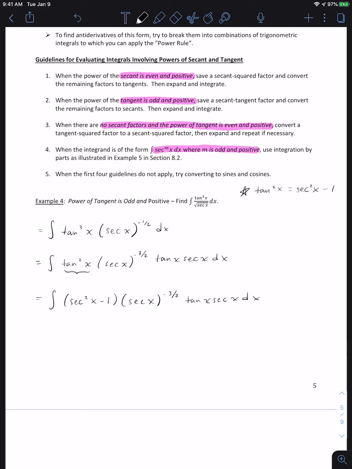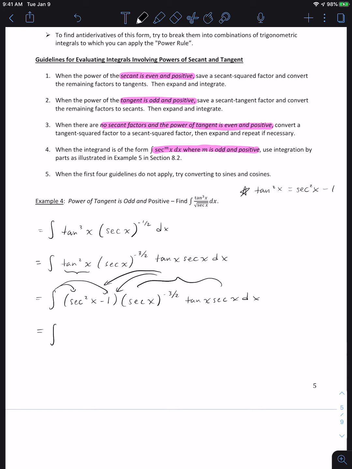So now I'm going to distribute my integral sign to the secant, and to the secant squared and to the 1, and I'm going to distribute all of this to both terms as well. All right, so all in one step.